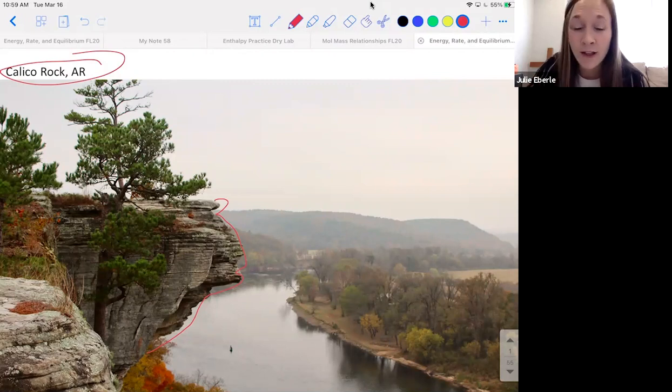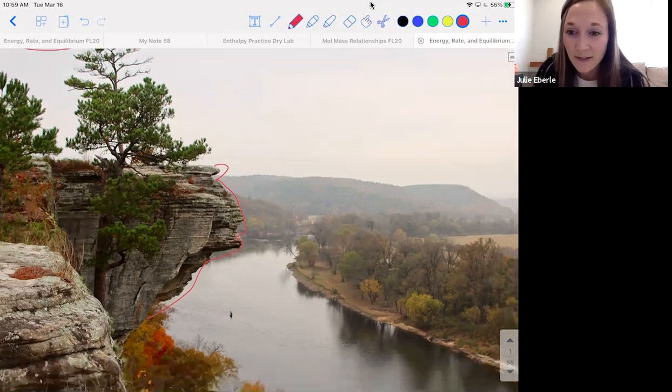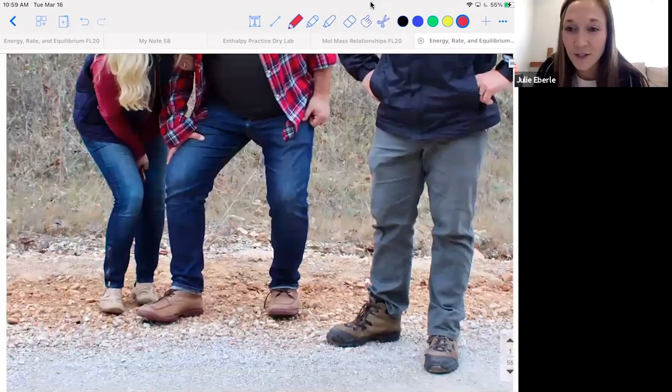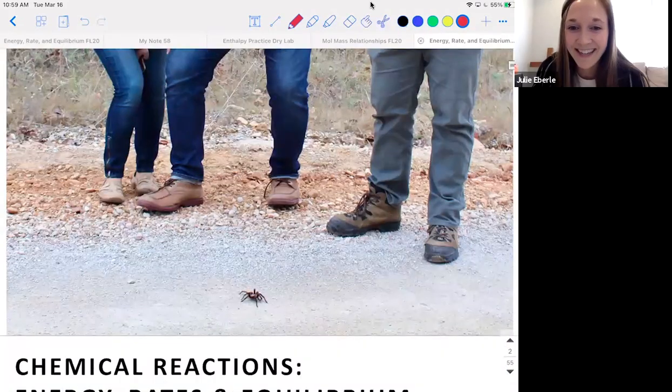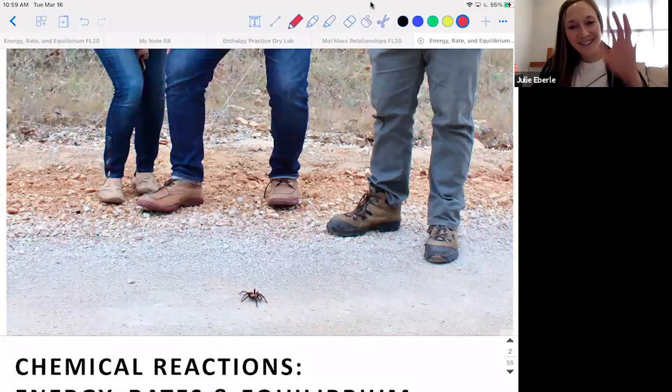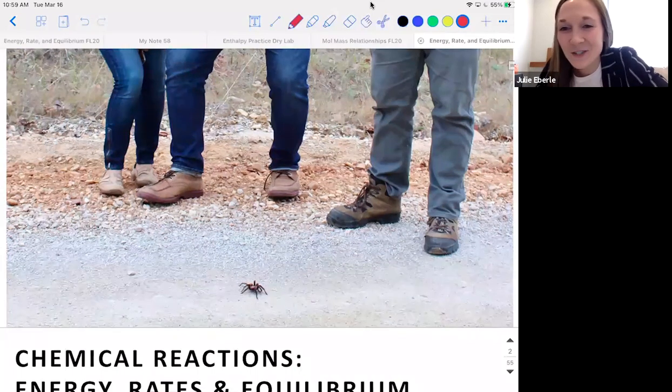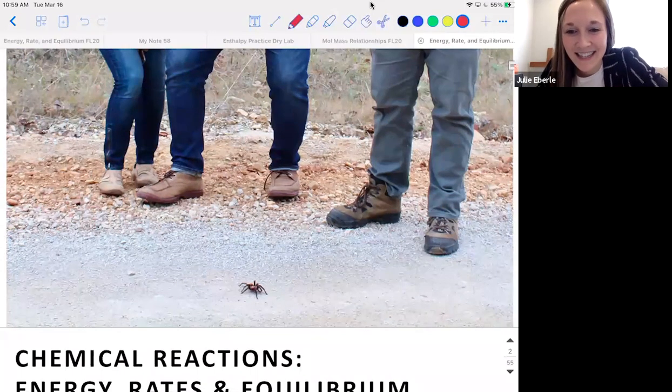If you go in the fall, I promise you will see tarantulas. Every single time we've gone, we have seen tarantulas. It is tarantula mating season in this area of Arkansas in the fall. Some of you are not looking right now. I hate spiders. If you don't want to see it, just don't look right now.